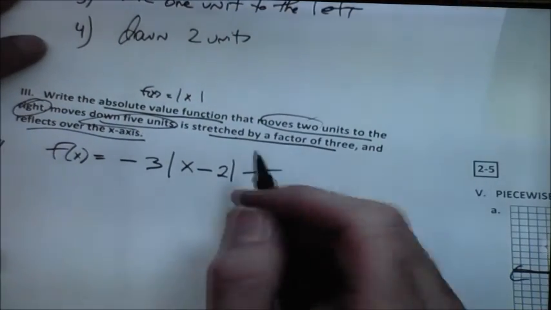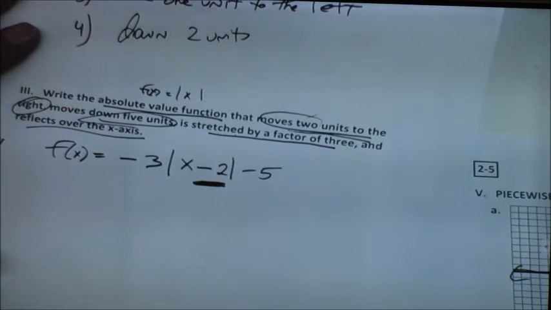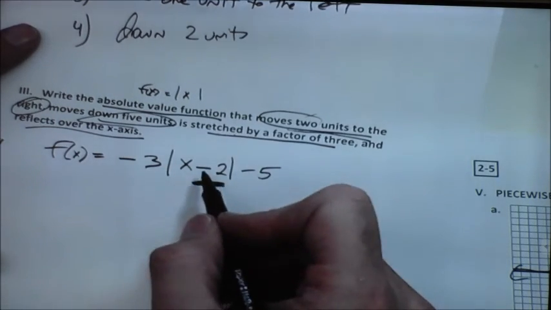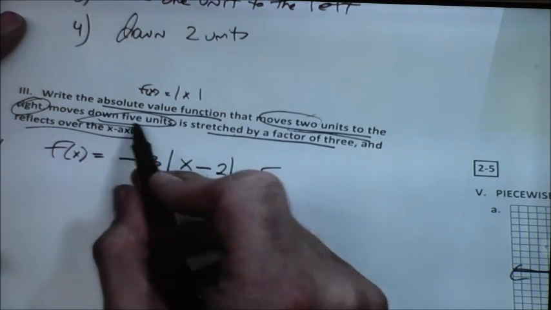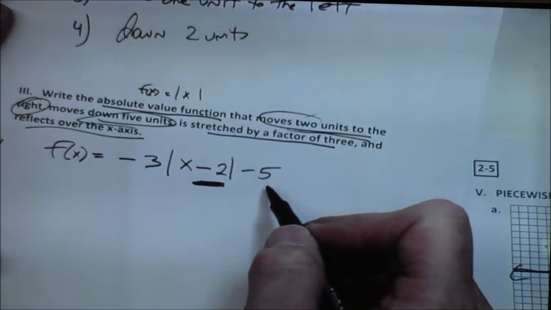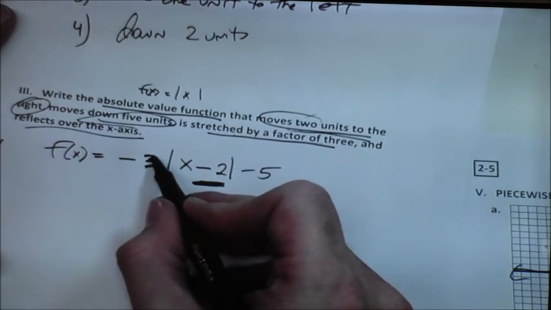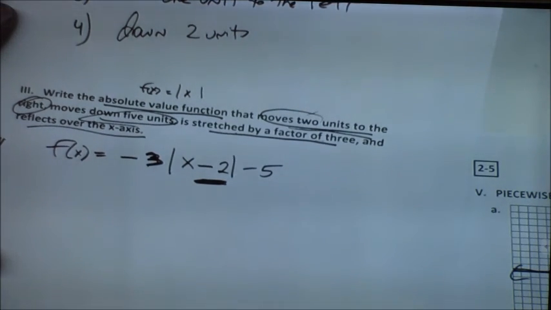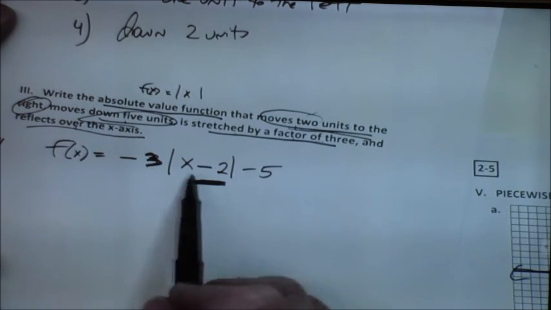Okay, now let's look at this. It moved 2 units to the right. That's this part. If it's moving right or left, then the number has to be with the x inside the thing, whether it's absolute value or square root. It's moving down 5 units. That's the minus 5. It's stretched by a factor of 3, so it needs to have a multiplier outside. And reflecting over the x-axis means it's a negative. So this one has all 4 of these things in it. Has the moving 2 units, down 5, stretching by a factor of 3, and reflecting over the x-axis.